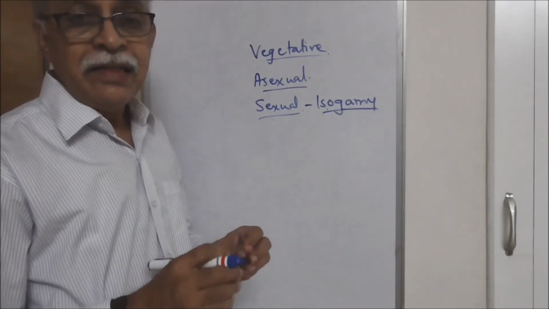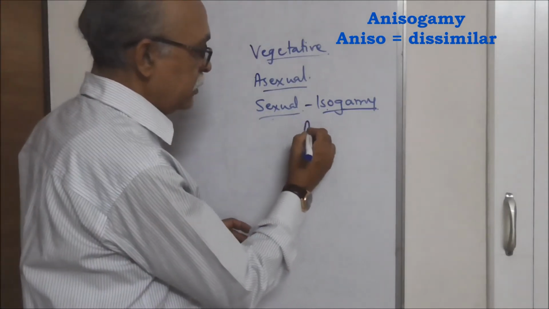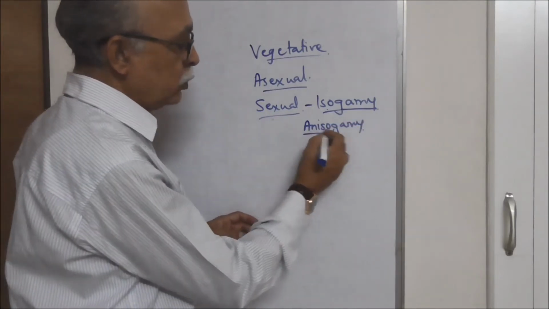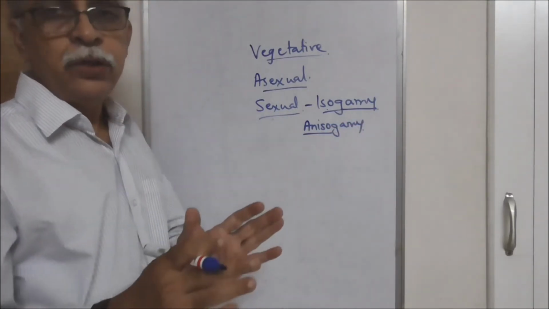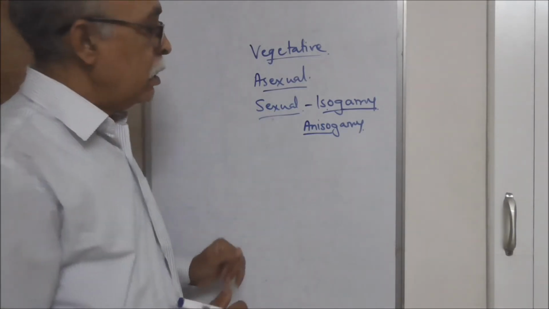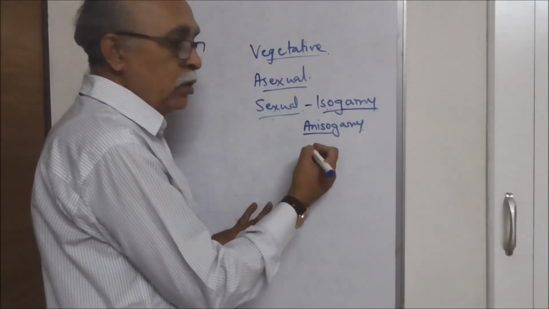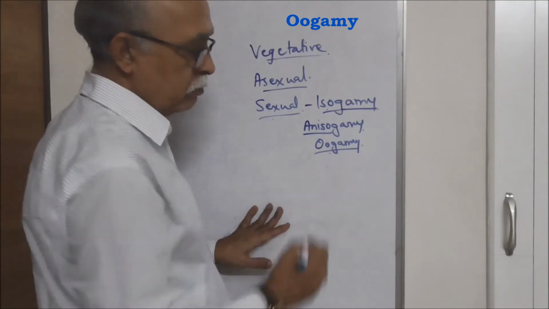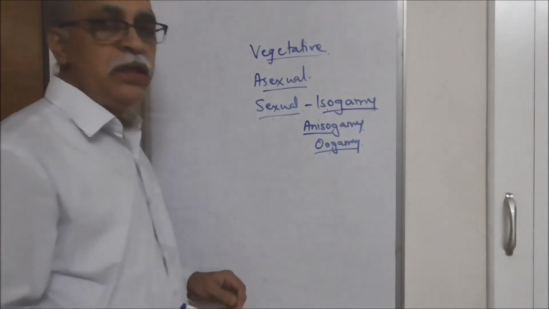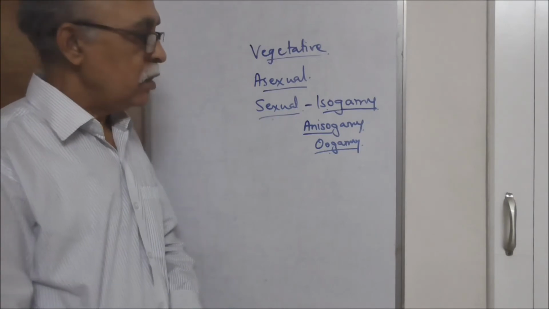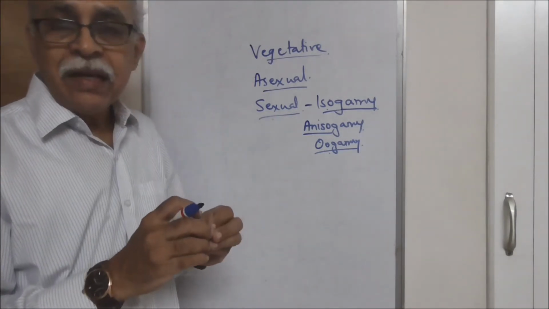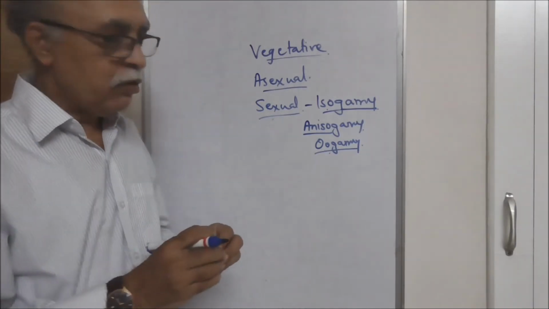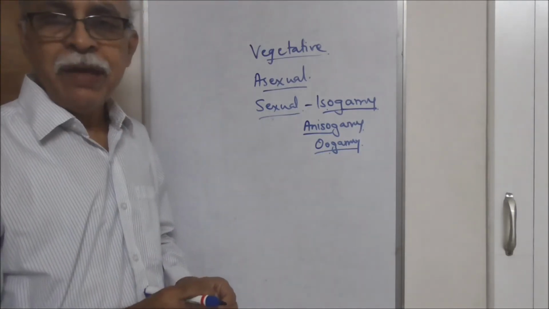And if the gametes are dissimilar, then we call it anisogamy. Aniso is dissimilar, and iso is something which is similar. The known type of anisogamy is oogamy. The word oo here stands for egg cell. In oogamy, there is an egg cell and a male gamete. Sperm cell it is generally called, but I'll temporarily call it male gamete.